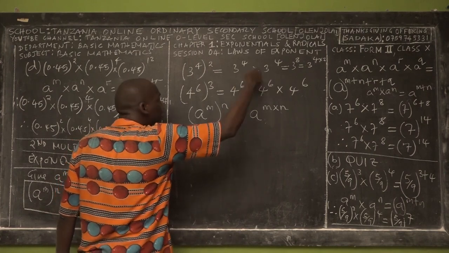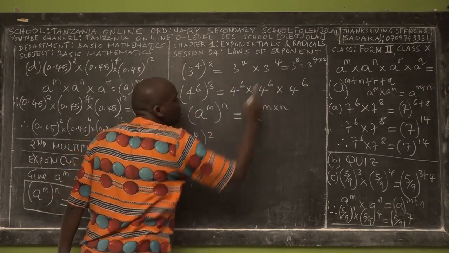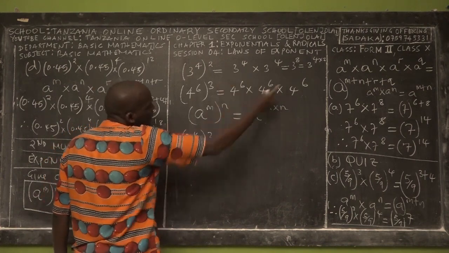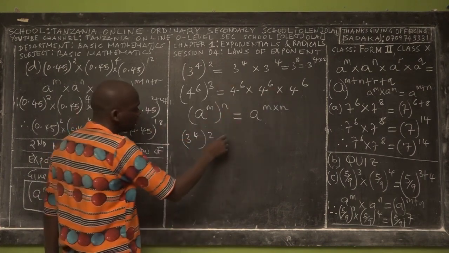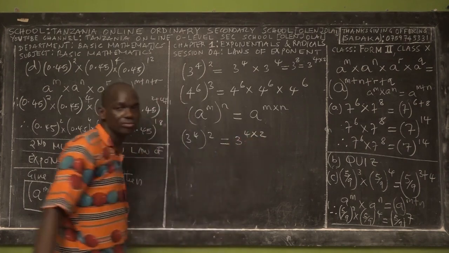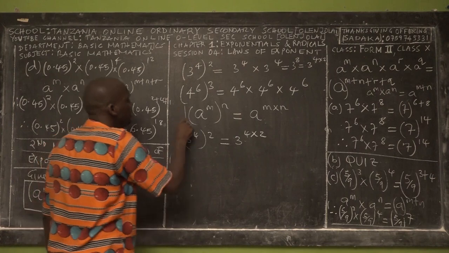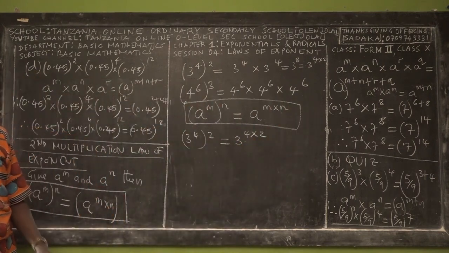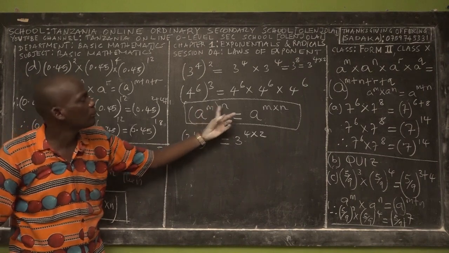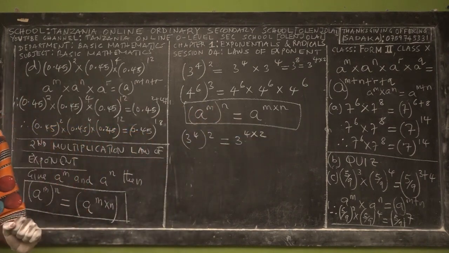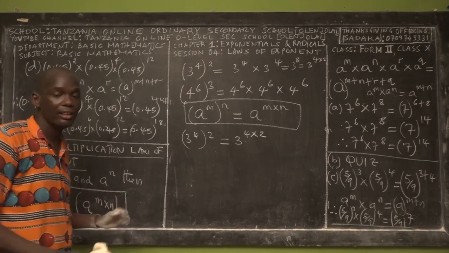If you're applying the multiplication law, you'll get 3 power 8. With this new law, there's no need for us to write in expanded form like this. This is equal to 3 power 4 times 2. Why? Because we apply this law. Because of this bracket sign, we multiply the exponents. Are we together?